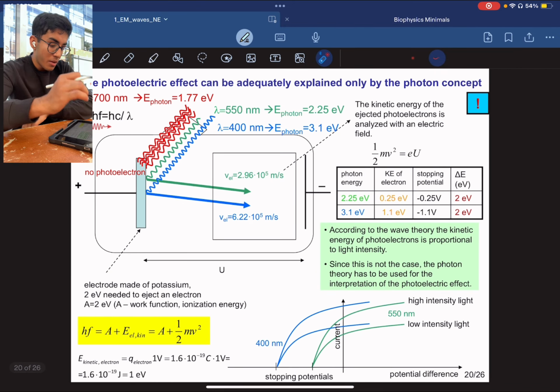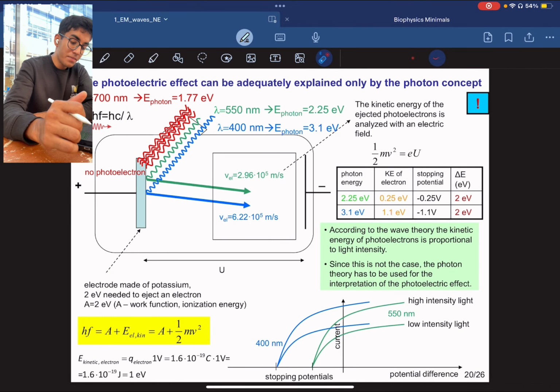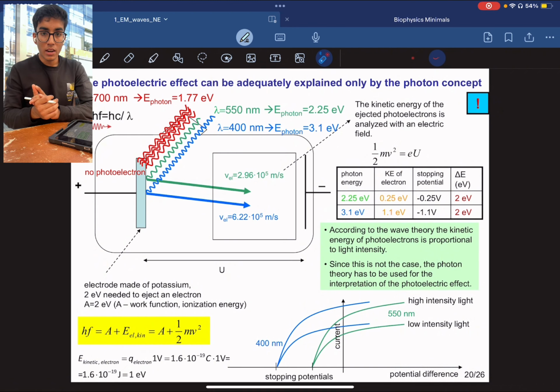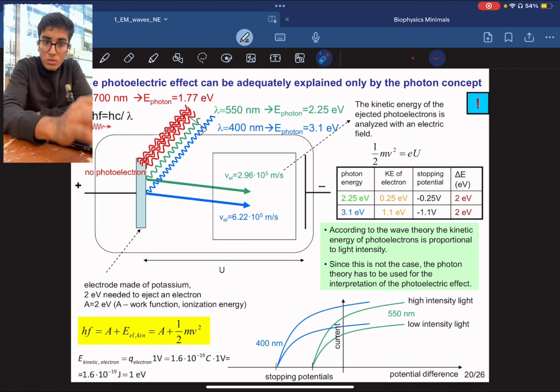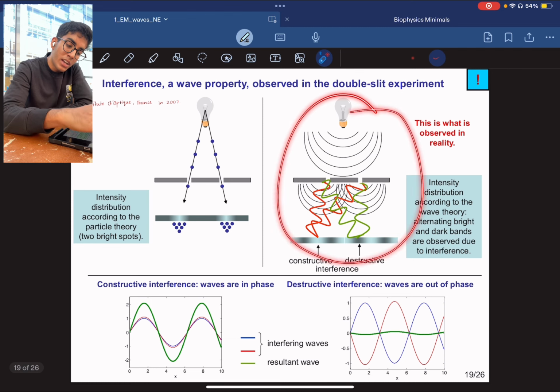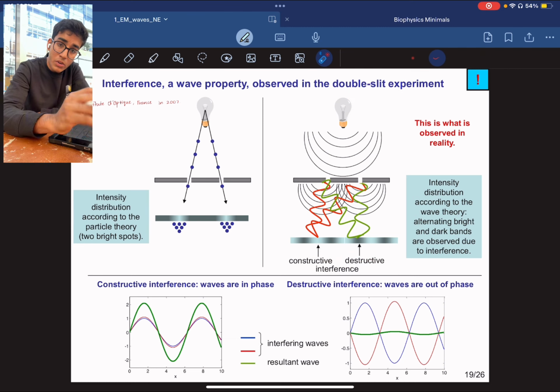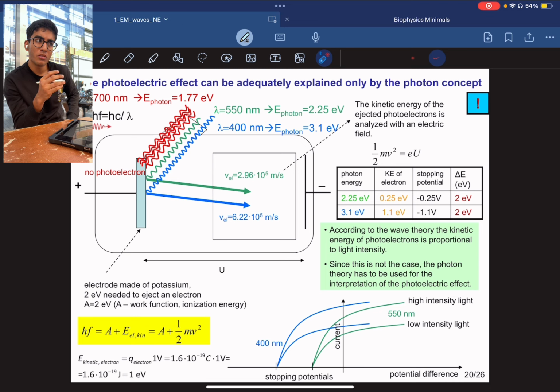Okay, moving on. The photoelectric effect. What is the photoelectric effect? Now, we know Young had conducted an experiment, the double slit experiment, to explain the wave nature of light. But then Einstein also did his own experiment to show that light was a particle type substance. What was this?